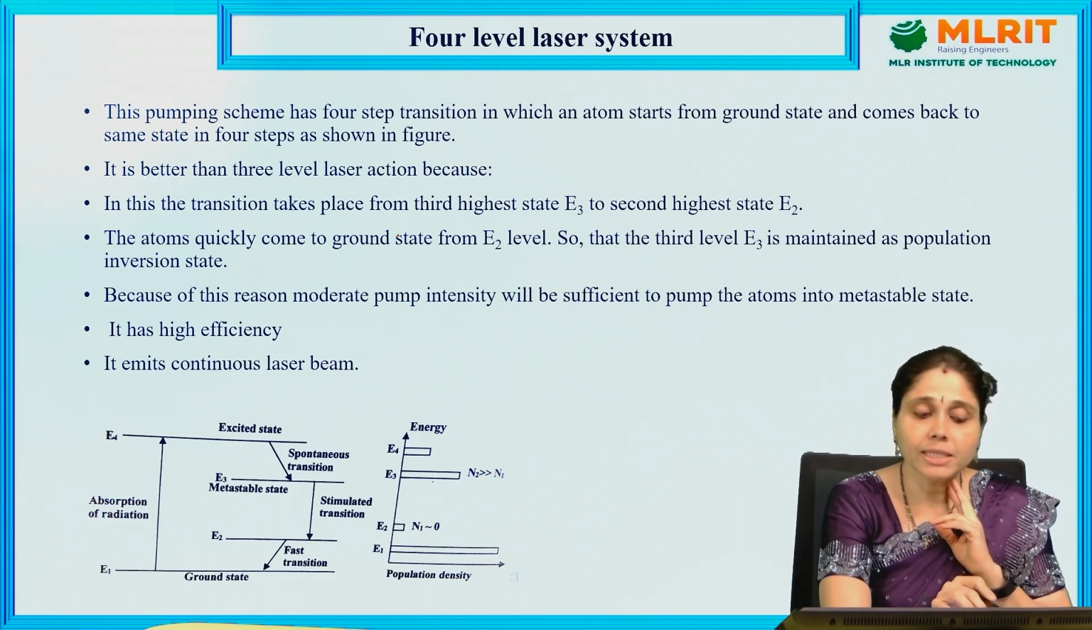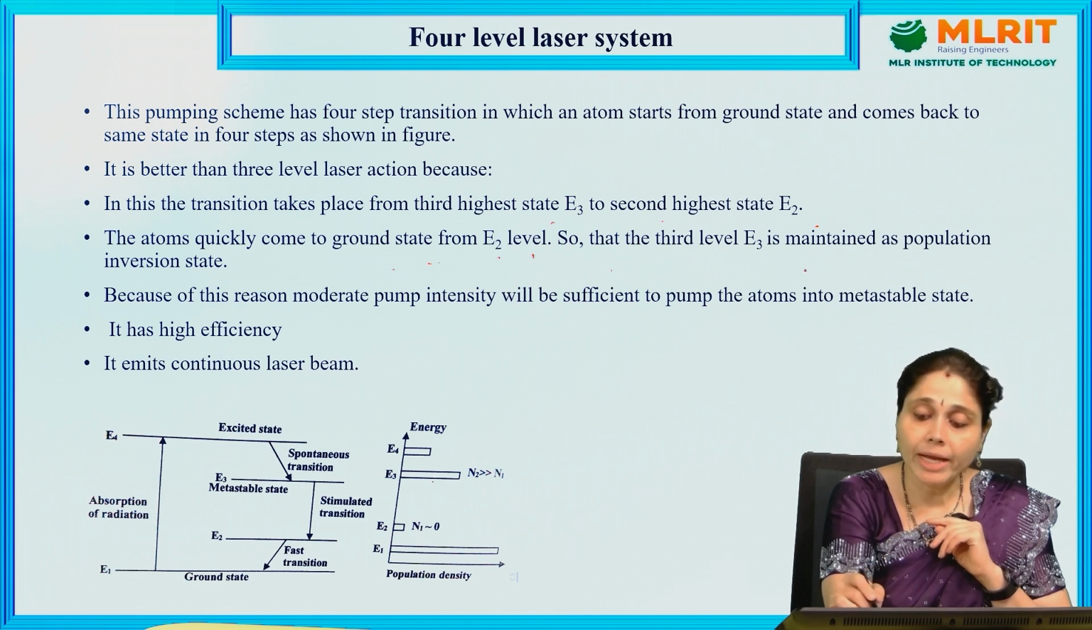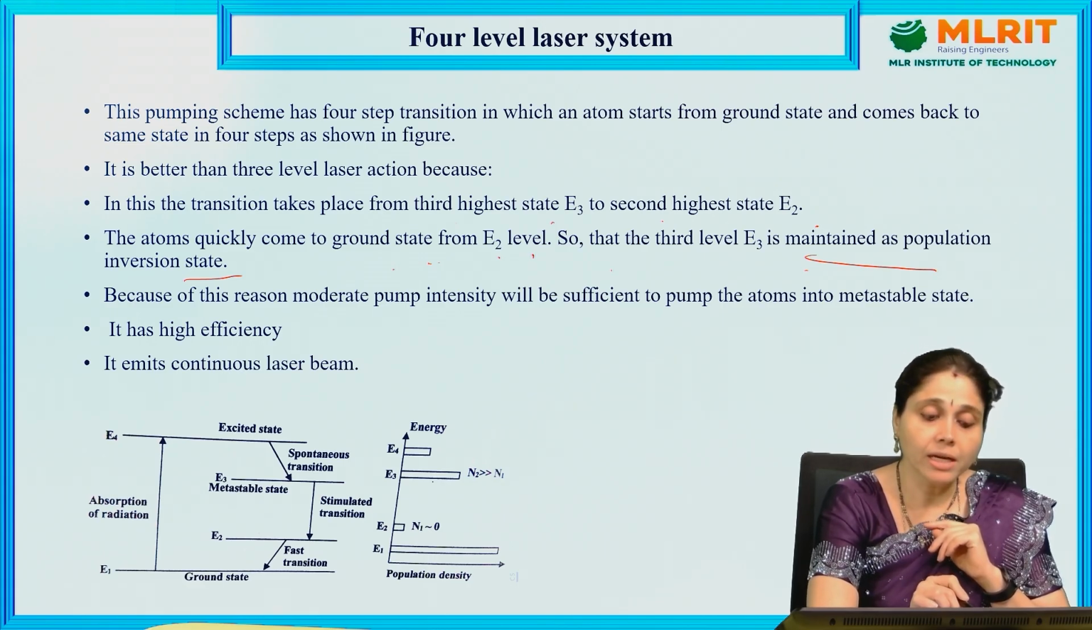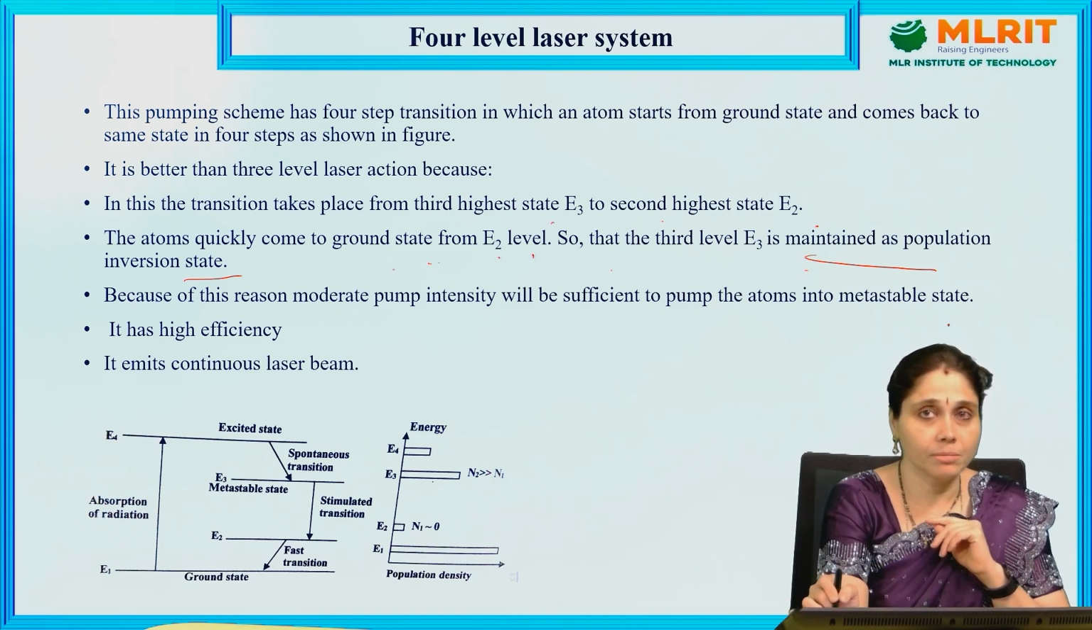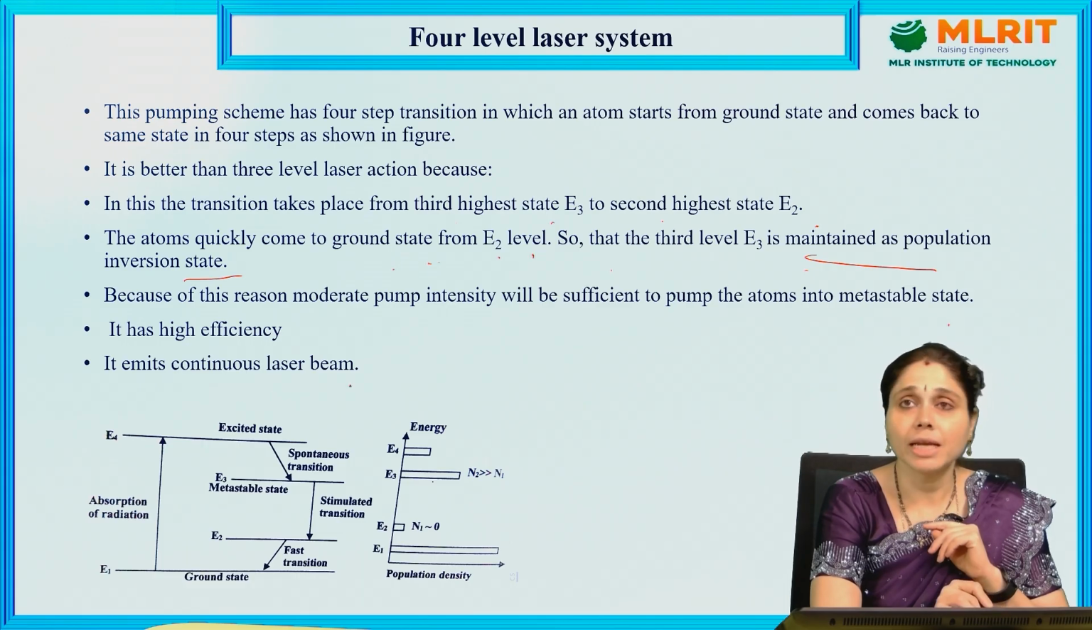In this, transition takes place from the 3rd highest state to the 2nd highest state E2. The atoms quickly come to the ground state from the E2 level, so that the 3rd level E3 is maintained as the population inversion state. Generally, the 3rd level is maintained as the population inversion state. Because of this reason, moderate pumping intensity will be sufficient to pump the atoms into the metastable state. It has high efficiency. It emits a continuous laser beam.